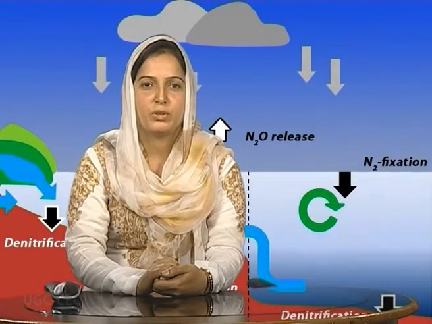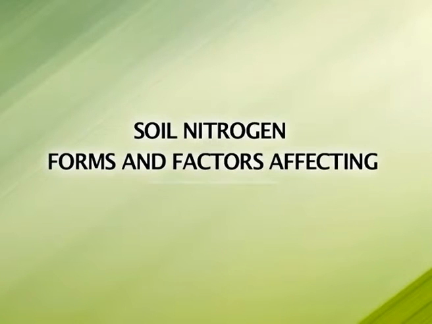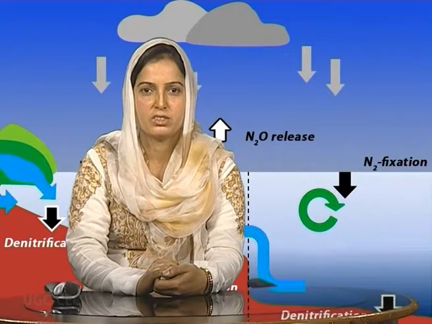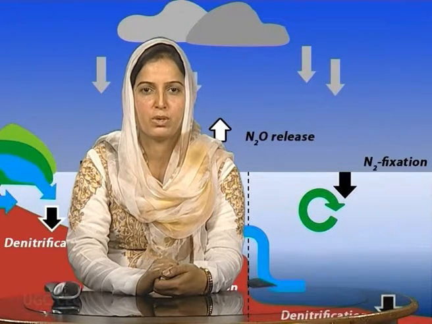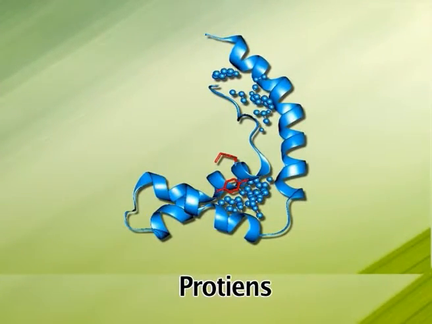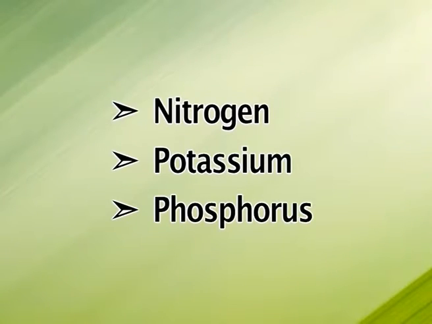Today, my topic is soil nitrogen, forms and factors affecting availability. Nitrogen is biologically the most significant element. It's a vital plant nutrient which is the constituent of two most preeminent biological compounds, that is nucleic acids and proteins. Of the three primary nutrients, which include nitrogen, potassium and phosphorus, nitrogen is required in the largest quantities.